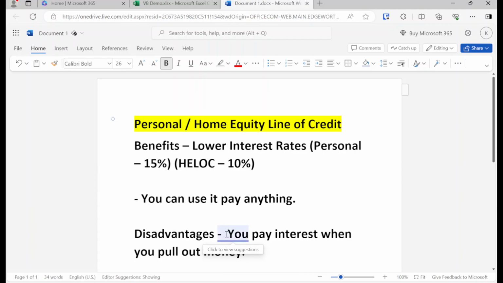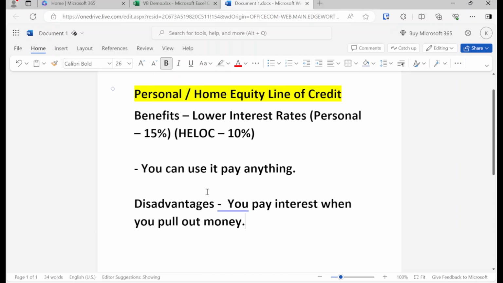And another disadvantage is that you pay interest when you pull out the money, right? I don't know if they charge it the same day or the next day, but if I use a home equity line of credit to pay my electric bill, I'm accruing interest on that day or the next day, right? And so that is kind of the biggest disadvantage. The disadvantages that a personal home equity line of credit has are actually kind of like the benefit that a credit card has. And I'll explain what I mean by that.